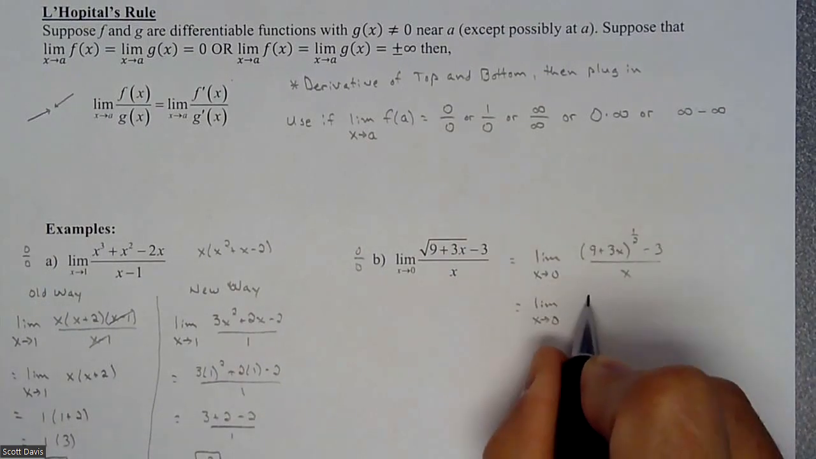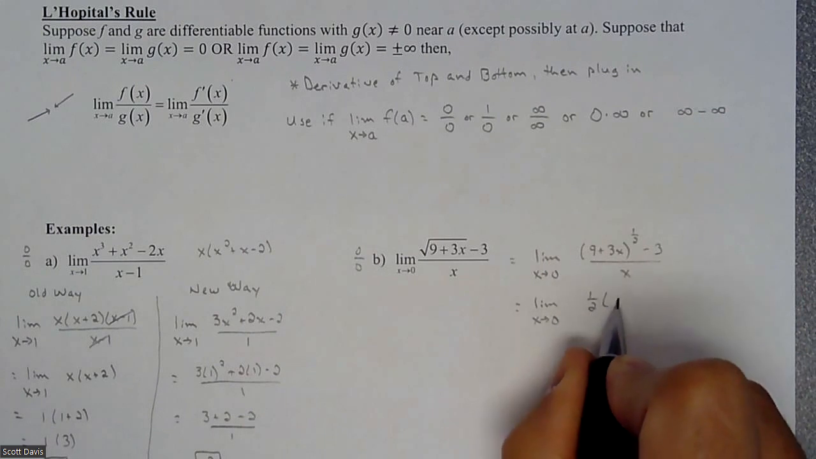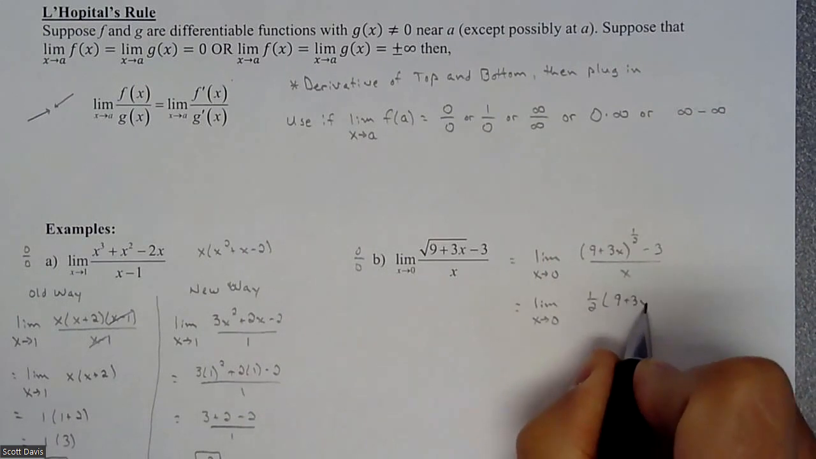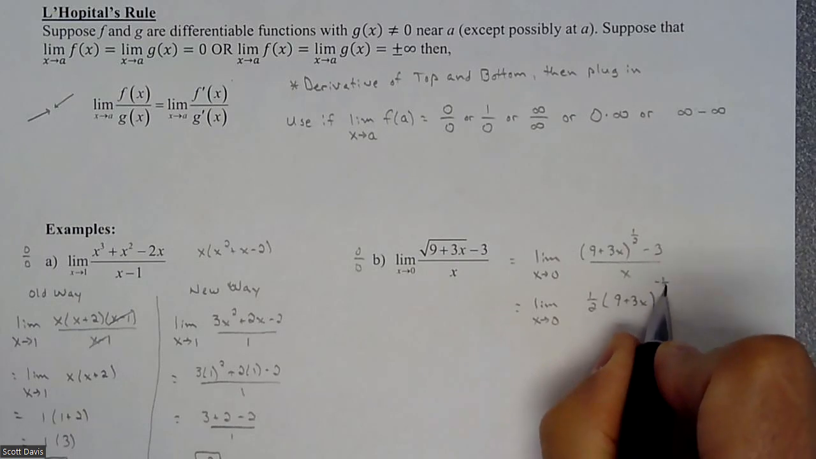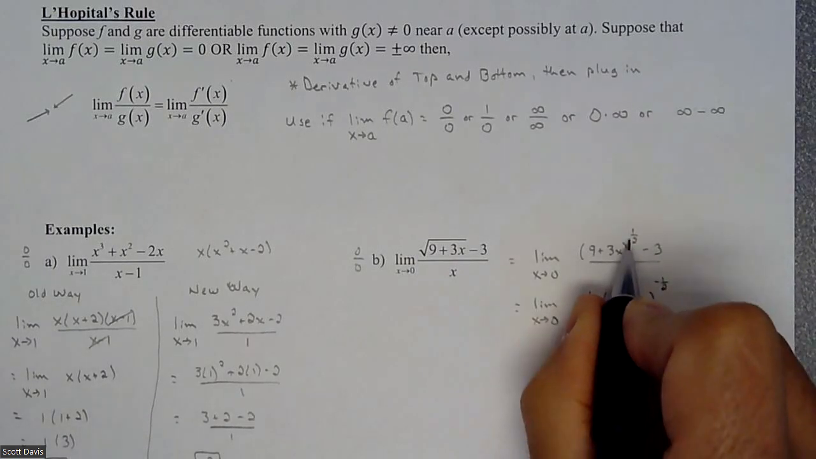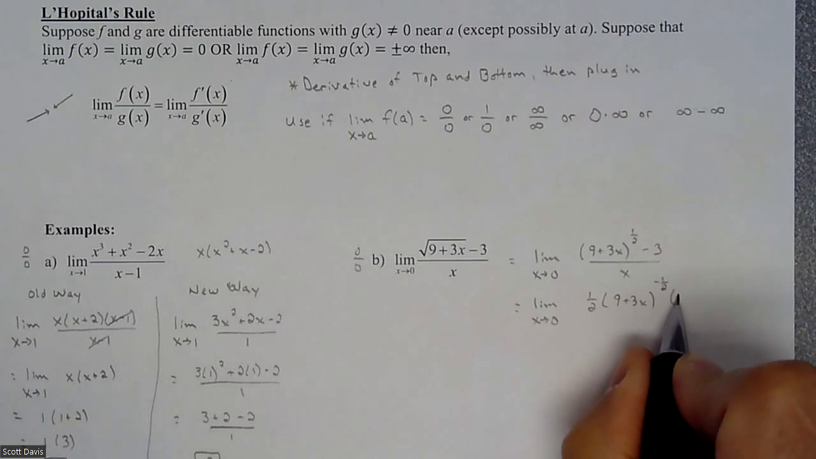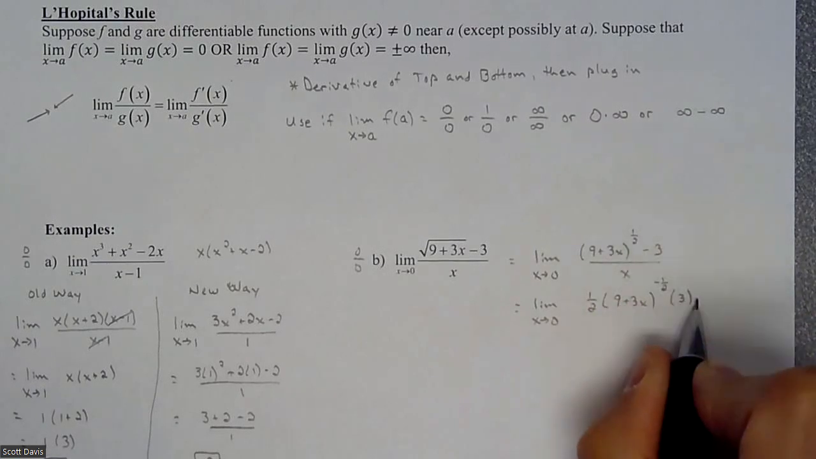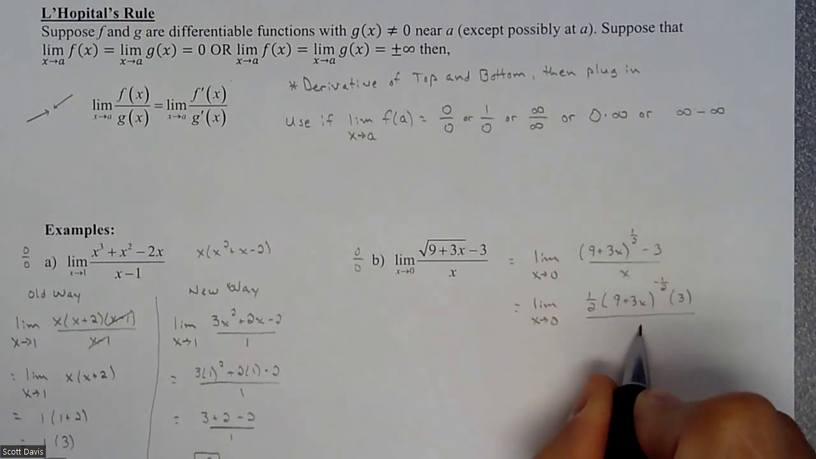So I have a 1/2 that's going to come in front. I have a 9 plus 3x raised to the negative 1/2. There's the chain rule, the derivative of the outside times the derivative of the inside, which is 3. And then the derivative of the x in the denominator is 1.